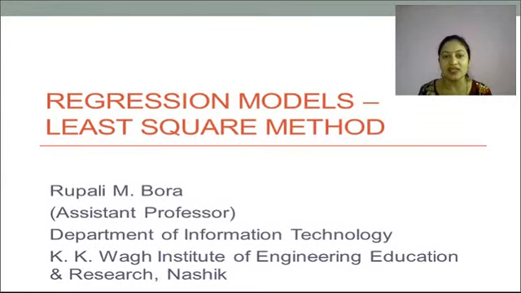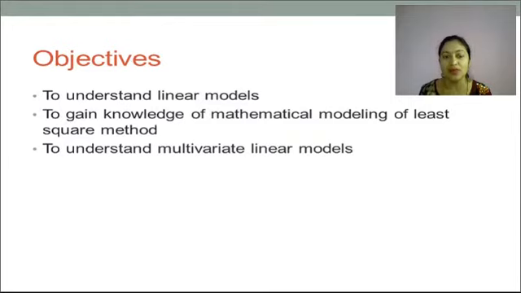Today we will see the least square method under regression models. The objectives for this video are to understand the linear models, to gain the knowledge of mathematical modeling of the least square method, and to understand multivariate linear models.